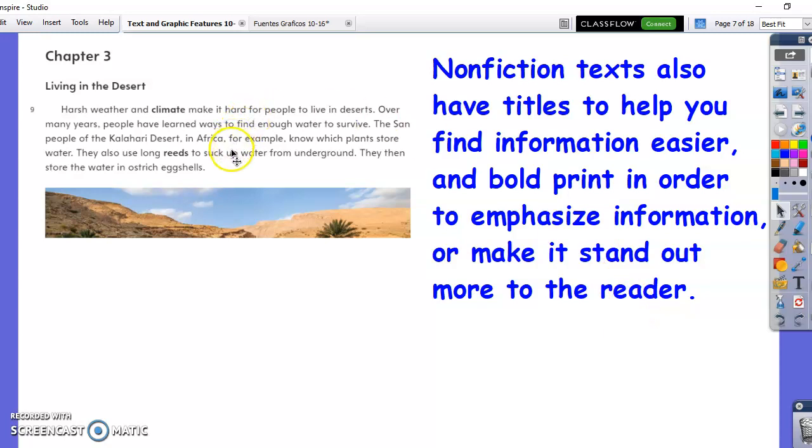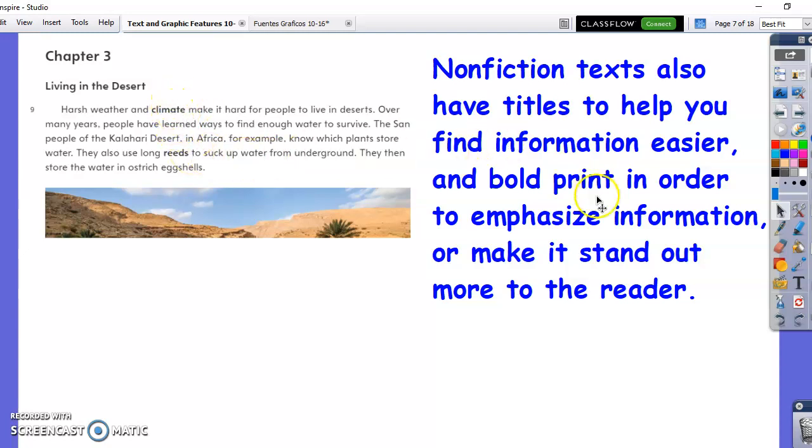You must understand that the titles help you find information easier. When I look at chapter 3, I see the title is Living in the Desert, so that's going to help me remember, if I've read this and I'm reading it for the second time or going back in the text to look for answers, that I know this part of the text is about the people or types of people that live in the deserts.